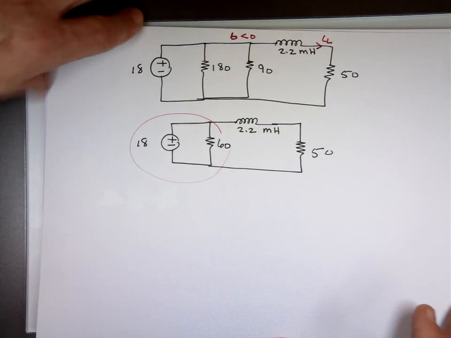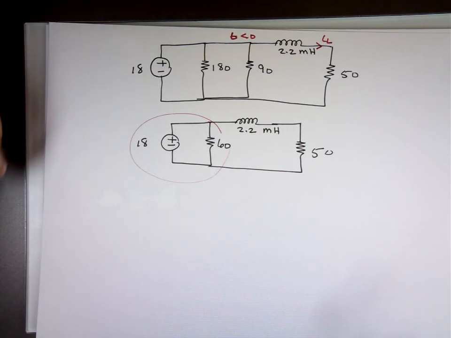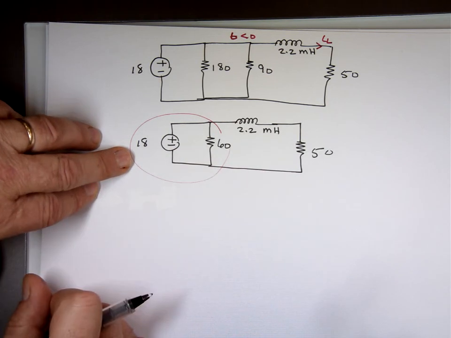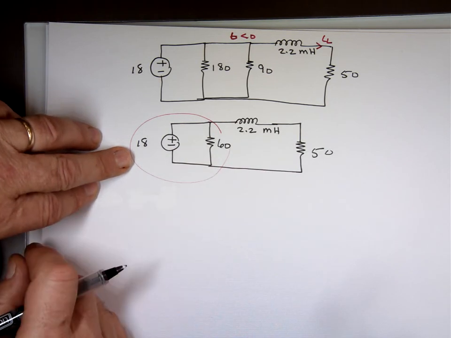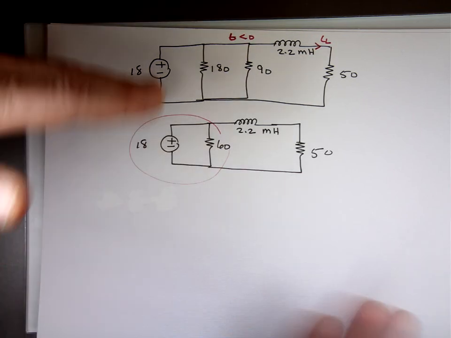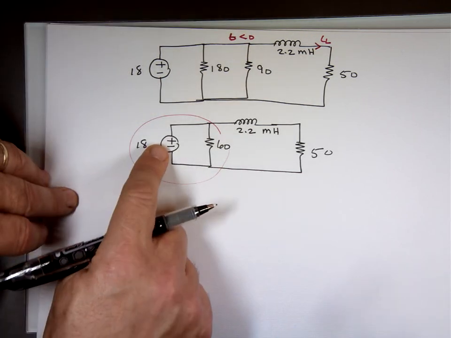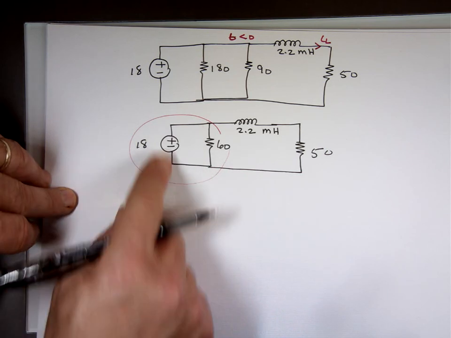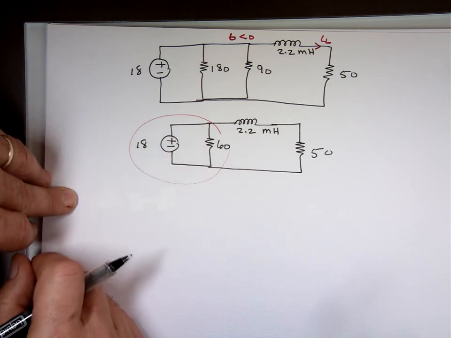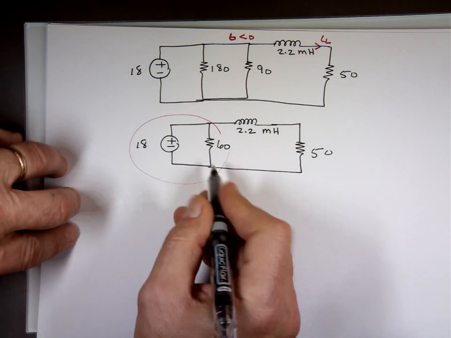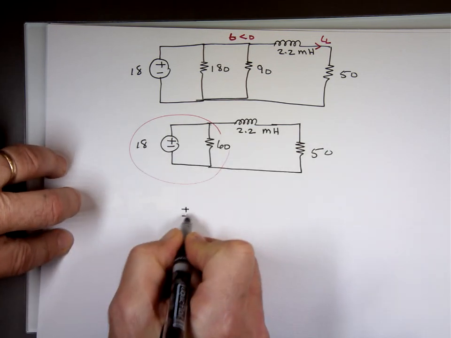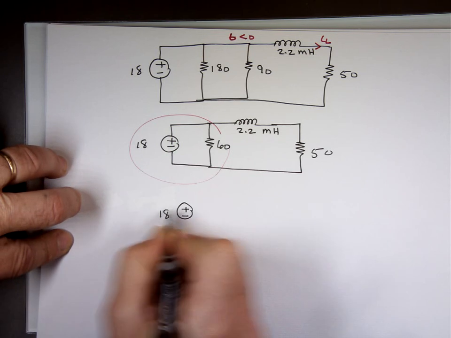I can't really do source transformation because they are in parallel. They have the same voltage. That's a voltage source. You can only do source transformation if it's a voltage source with the resistor in series or a current source with the resistor in parallel. So I can look at that and I say, well, the voltage here is 80. So this actually looks like this. This is a short circuit now.